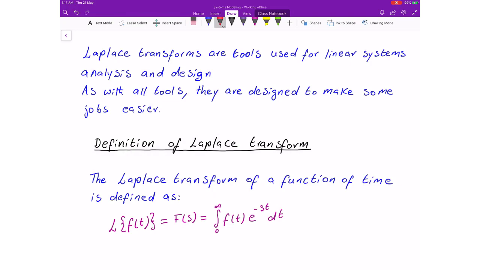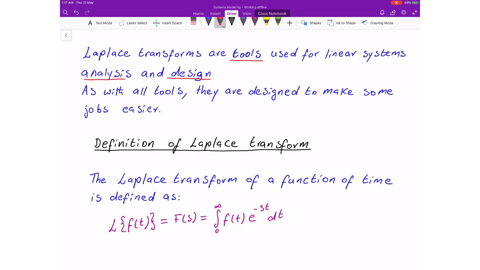So our topic for today is the Laplace transform. The Laplace transforms are tools used for linear systems analysis and design. That's all a Laplace transform is. It's just a tool, just like you have a hammer, you have a screwdriver. Those are all tools. You can use them for different things. And in this course, we want to use the Laplace transform to analyze our dynamic systems. As with all tools, they are designed to make some jobs easier.